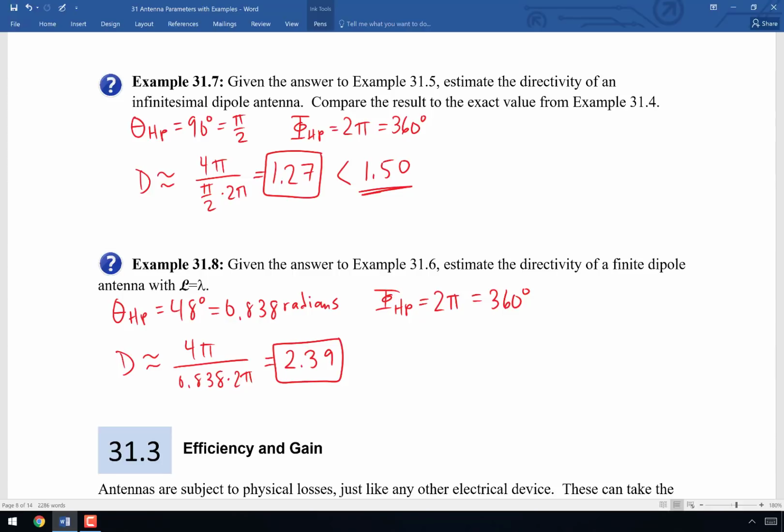So confirmed, the directivity of a finite dipole antenna with L equals lambda is higher than the directivity of an infinitesimal dipole. Even though these are both approximations, I think it is still reasonable to say that, based on these results, it is in fact greater than for the infinitesimal.